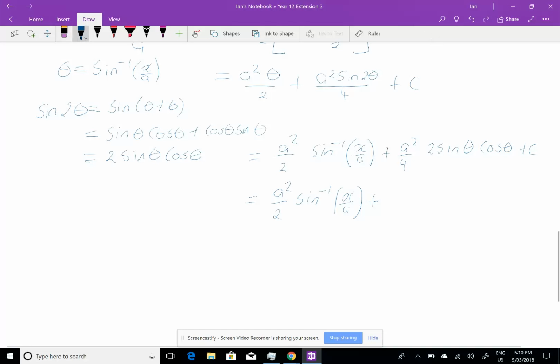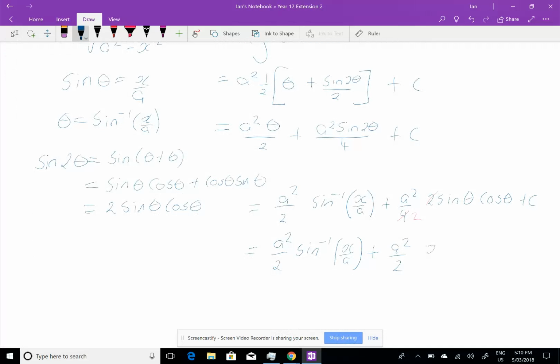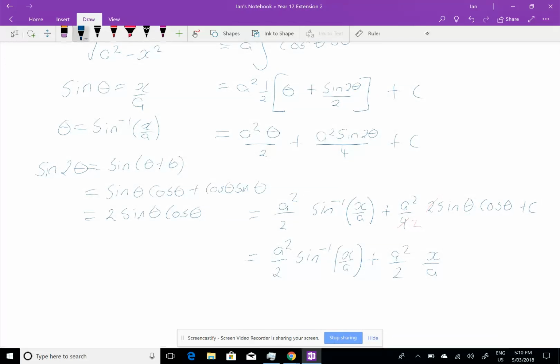Plus, 2 goes into this. I've only got 2 on the bottom. So you get a squared on 2. Now sine theta. What was sine theta? x on a. So you get x on a. What's cos theta? Root a squared minus x squared on a. Root a squared minus x squared on a plus the constant.